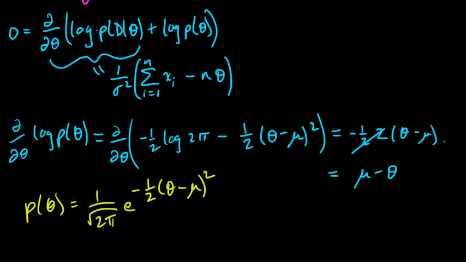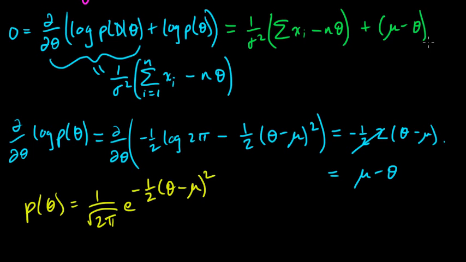The 2's cancel, and we get mu minus theta. Okay, so let's plug that back in up here and see what happens. We got the derivative of the first part, and then the derivative of the second part. So this equals 1 over sigma squared, sum over x's minus n theta, plus mu minus theta. What can we do with this? We want to solve for theta, so let's pull together these thetas.